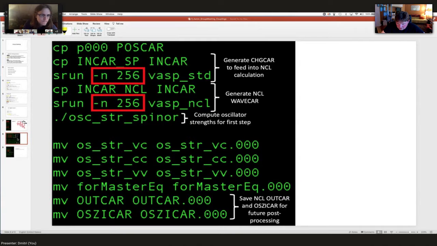Okay. Quick technical question, if I may. The 4, 5, and 6 from the bottom show oscillator strengths VC, CC, VV. Would you please comment on these notations and why they are needed?